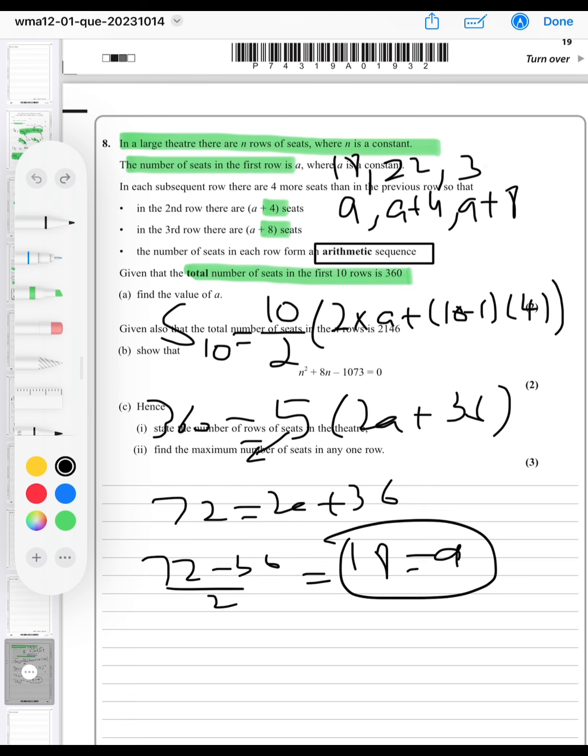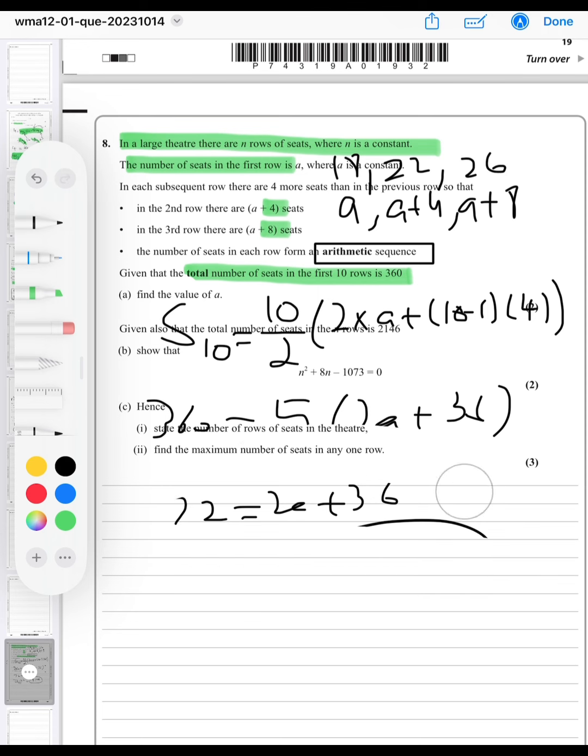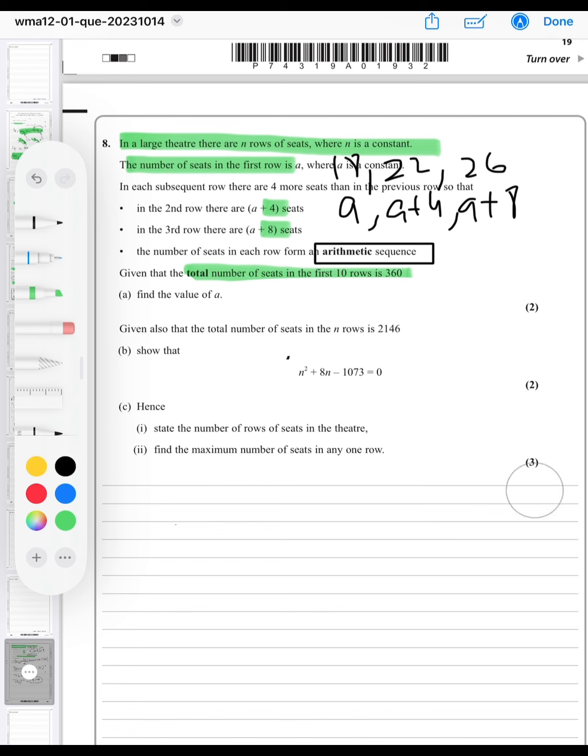Sorry, pardon, hold on. Third will be 26. Okay, so this is for the first one. Now for the second one, they are saying, given also, there you go, this is the one.